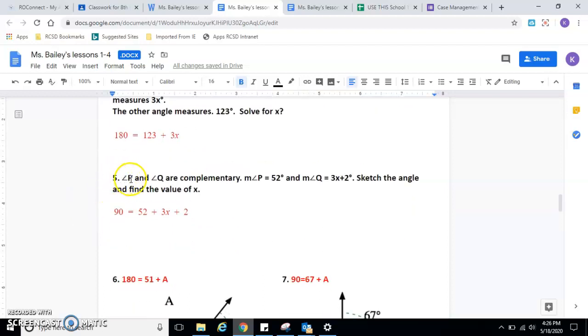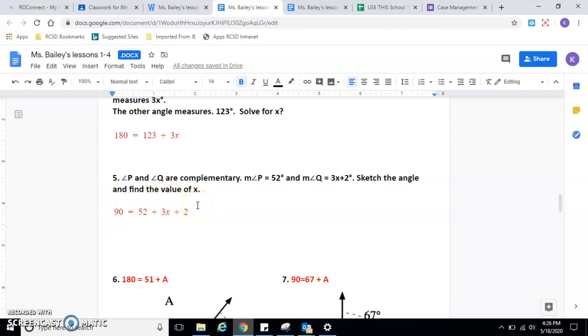5. Angle P and angle Q are complementary. Measure of angle P is 52 degrees. Measure of angle Q is 3x plus 2 degrees. Sketch the angle and find the value of x. 90, again, complementary, 90 equals the 52 plus 3x plus 2.